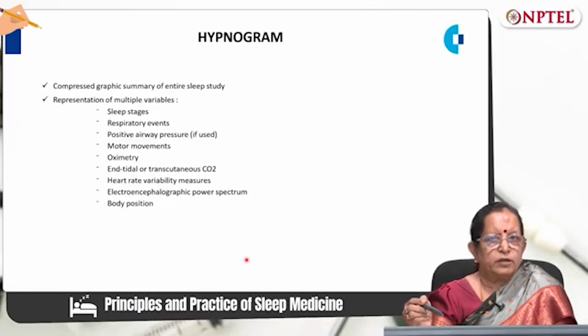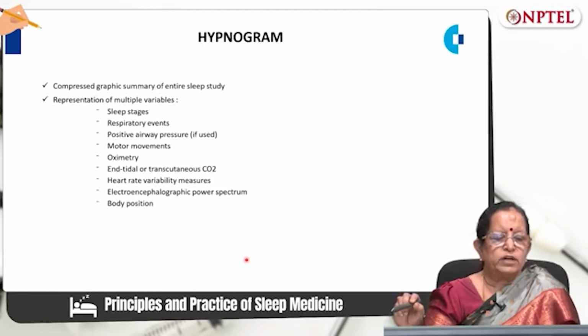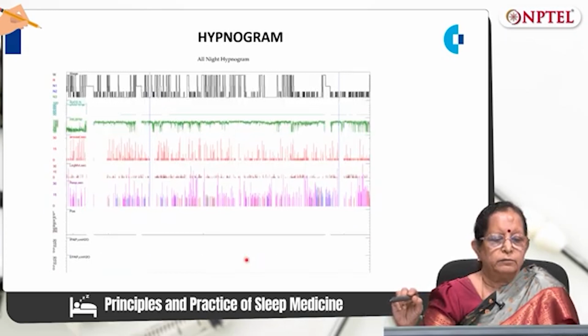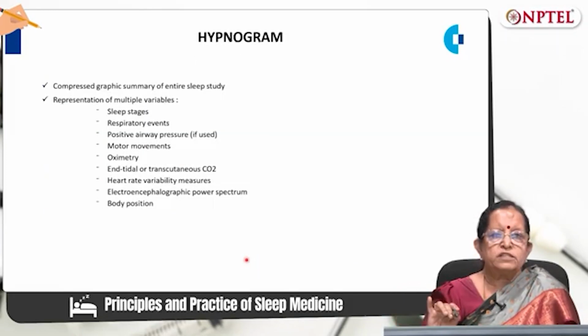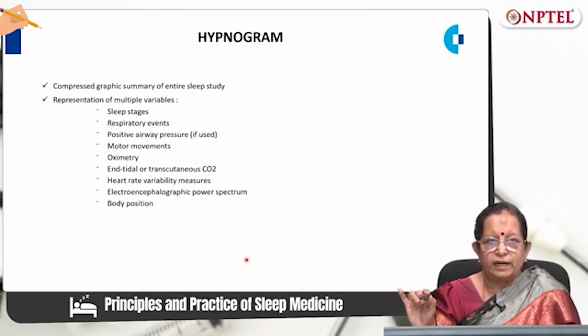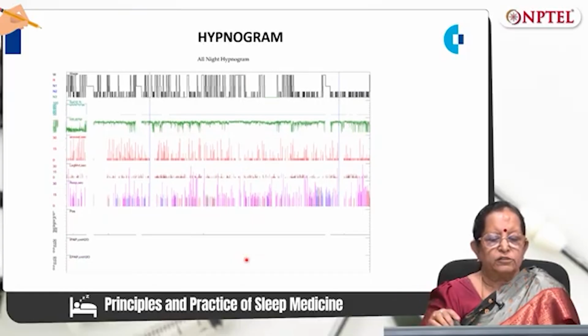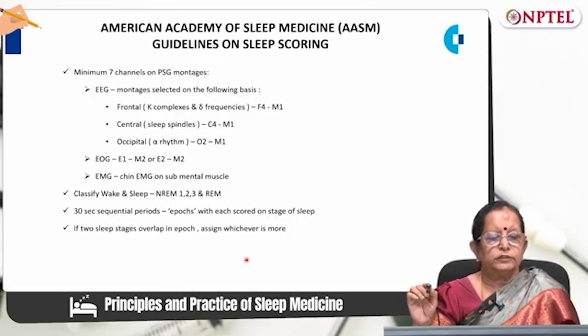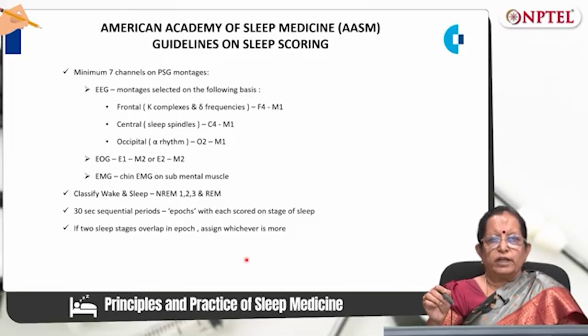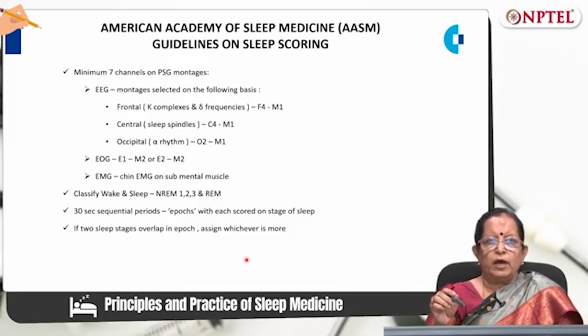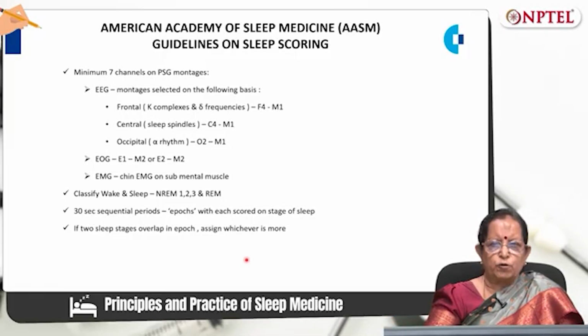Then we need to know some terminologies. Hypnogram. What is a hypnogram? A hypnogram is a compressed graphic summary of the entire sleep study, especially showing the sleep stages. So this is a model hypnogram. Then coming to the guidelines on sleep scoring, the American Academy of Sleep Medicine has given us guidelines on sleep scoring.